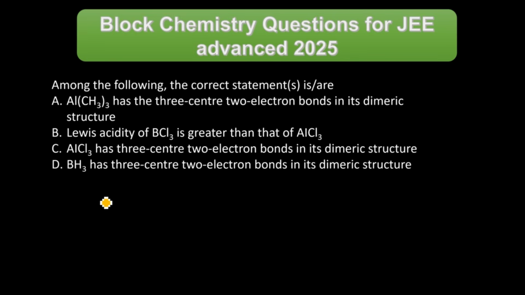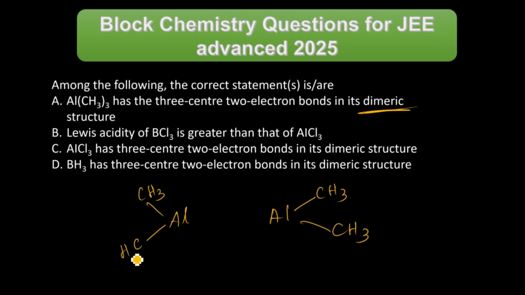Among the following, the correct statements are: trimethyl aluminum has 3-center 2-electron bonds in its dimeric structure. Okay, so trimethyl aluminum, how will it look? I'm having 2 aluminum. They're asking about the dimeric. So I took 2 aluminum and CH3. Where should I put another CH3? I'm coming to that point.